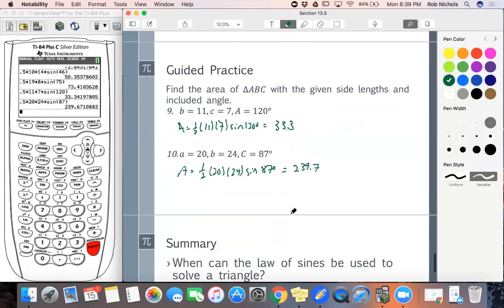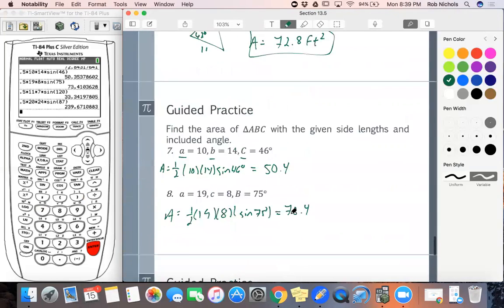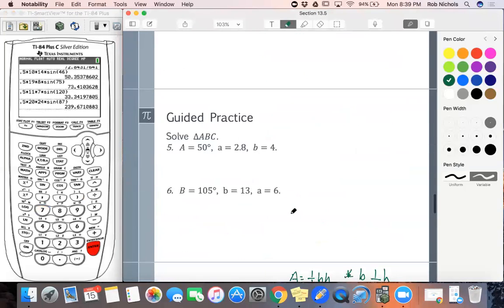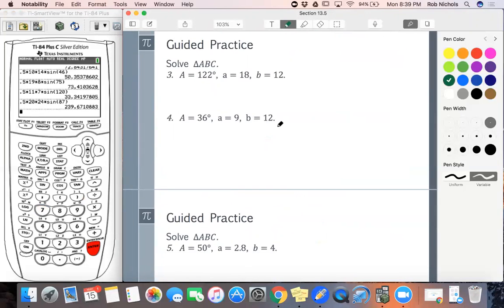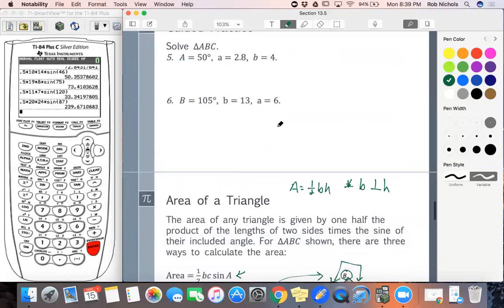I think that's the last one. Yeah. And again, I would try these guided practice problems. I don't have the answers off the top of my head. And feel free to come and see me if you need more practice on the law of sines.